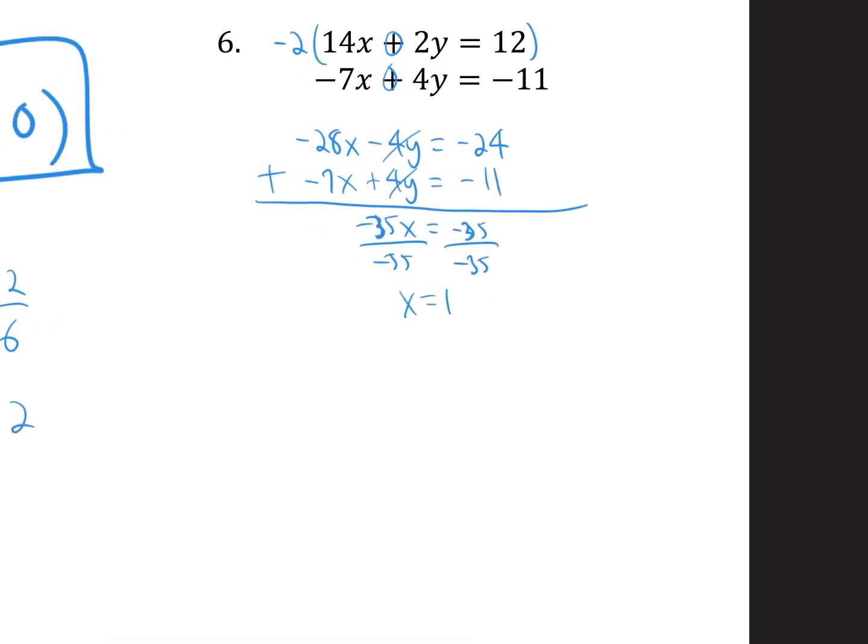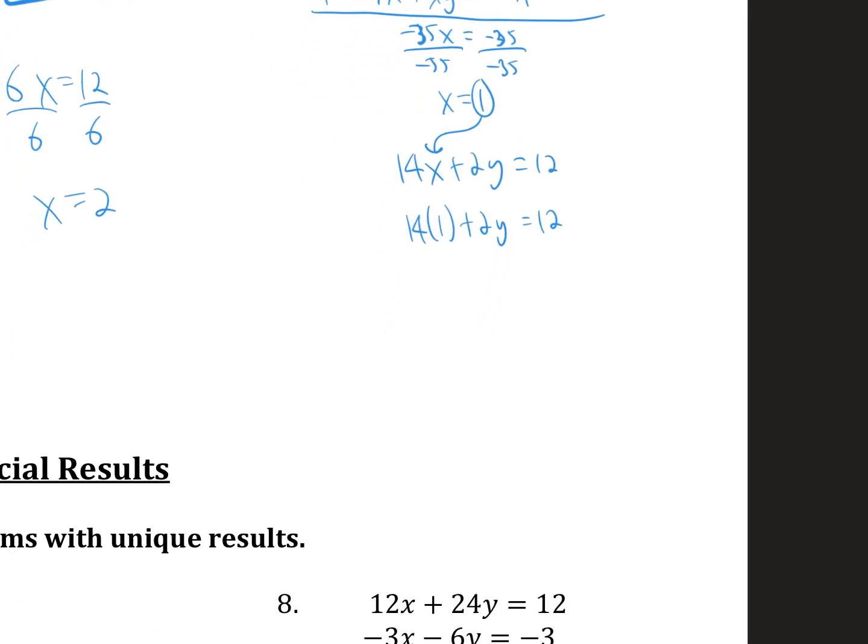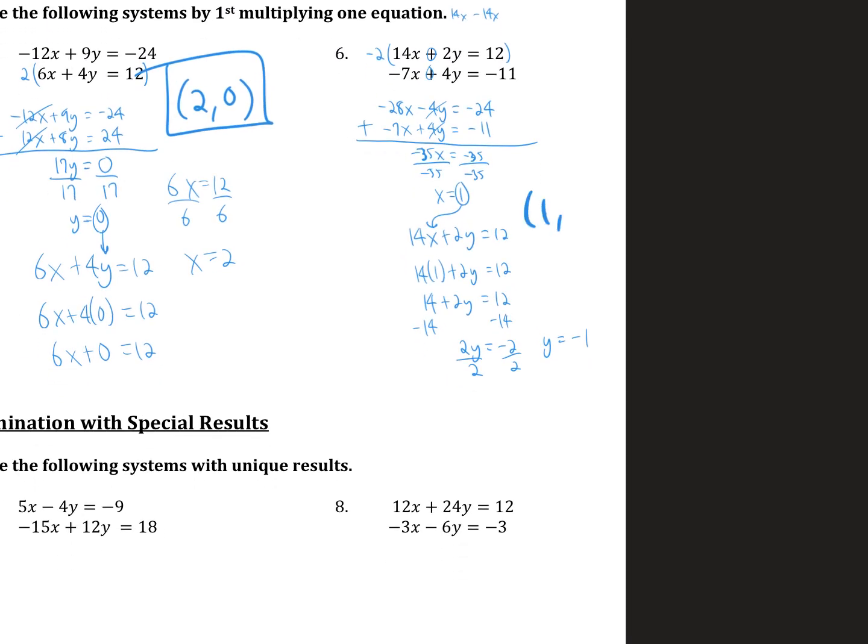All right, we can plug into either of these. I kind of like the top one, so I'm going to do 14x plus 2y equals 12. We're going to plug in 1 for x. So 14 times 1 plus 2y equals 12. 14 times 1 is 14. Plus 2y equals 12. Minus 14. 2y equals negative 2. And then we're going to divide by 2. We get y equals negative 1. So our answer should be, for x, y, 1, negative 1.